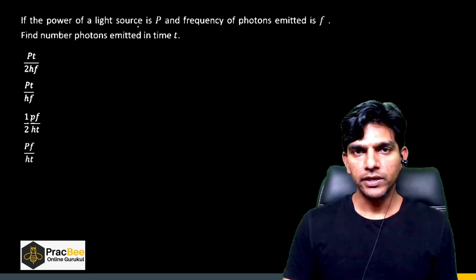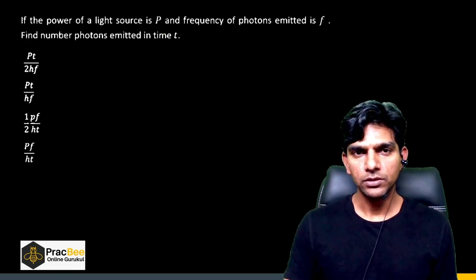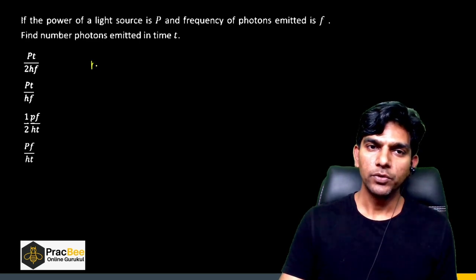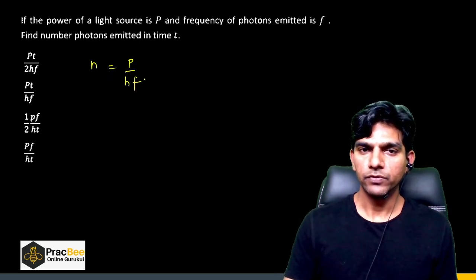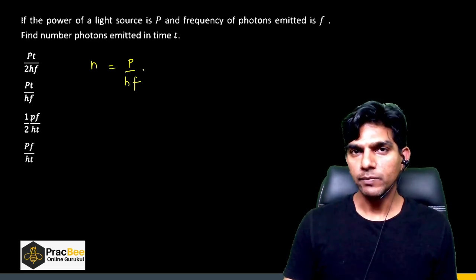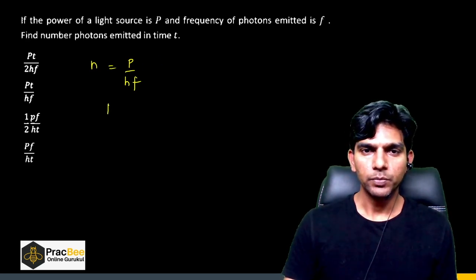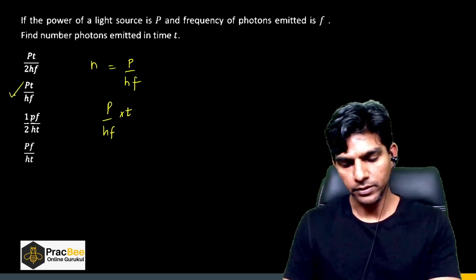If the power of light source is P, and this question is from dual nature, photons. If the power of light source is P and frequency of photon emitted is F, find the number of photons emitted in time T. So the number of photons emitted per second is given by P upon hF, right? Power upon energy of one photon. Now, if I multiply this with T, we will get the number of photons emitted in time T. So P upon hF times T. So option B is the right answer.